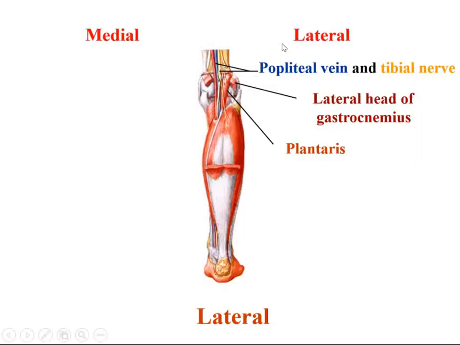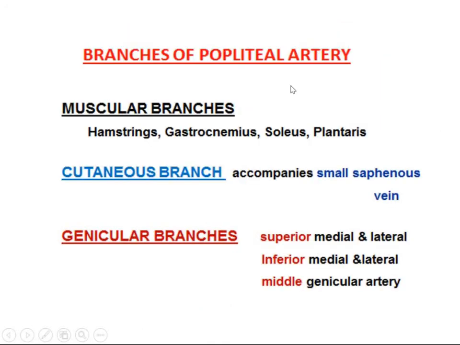Okay, so lateral relations you all know: lateral head of gastrocnemius, plantaris, popliteal vein, tibial nerve. Then branches of popliteal artery, this is again very important. We have the muscular branches, the cutaneous branches, and the genicular branches. So muscular branches to the hamstring muscles, to the gastrocnemius muscle, to the soleus muscle, to the plantaris muscle.